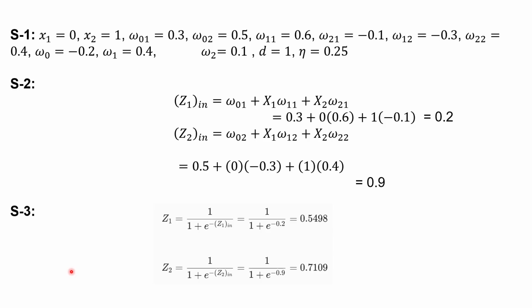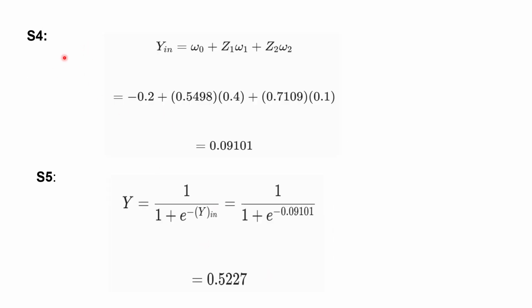In step 3, we apply the activation function to the input values of the hidden network and determine Z1 and Z2. Z1 is calculated using the formula 1 by 1 plus e to the power of minus Z1 in, which is nothing but the expression of the sigmoid activation function. So the value obtained is 0.5498. Similarly, for Z2, we apply the sigmoid activation function to obtain the value of Z2 as 0.7109.